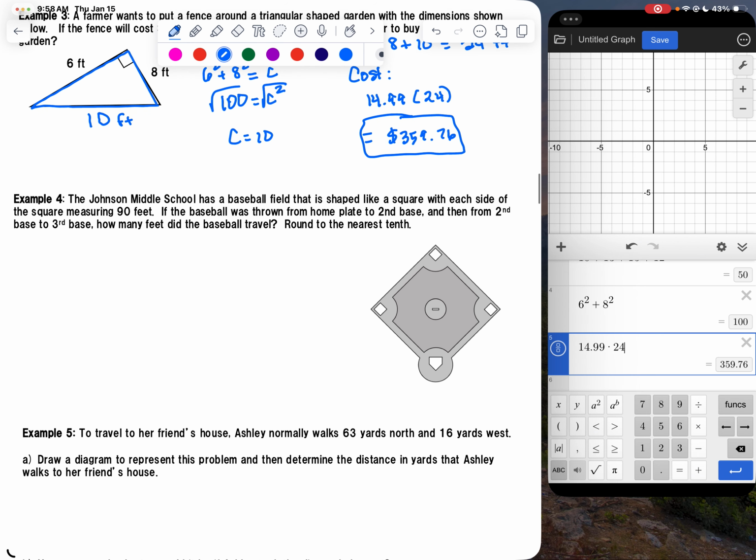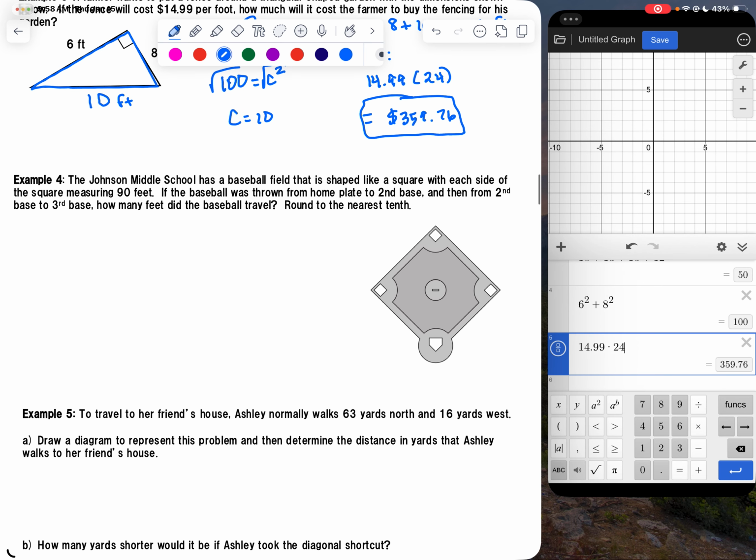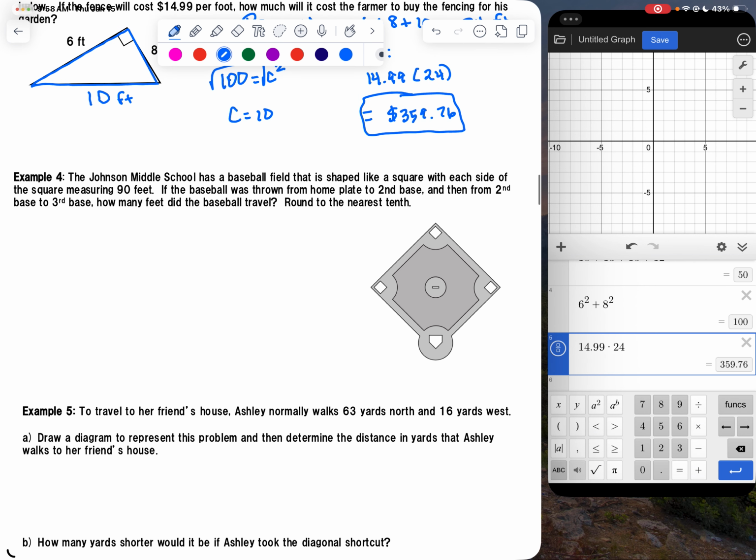All right, example 4. The Johnson Middle School has a baseball field that is shaped like a square, with each side of the square measuring 90 feet. If the baseball was thrown from home plate to second base and then from second base to third base, how many feet did the baseball travel? Round to the nearest tenth. Now, just a reminder, just in case you don't know how a baseball diamond works, your home plate is here and you have first base, second base, and third base.